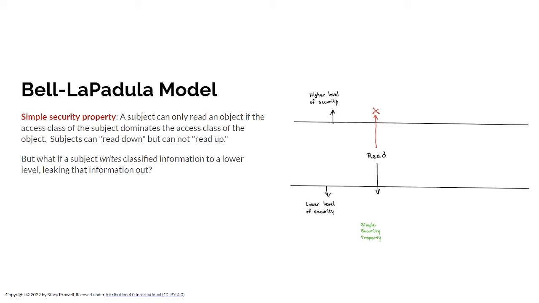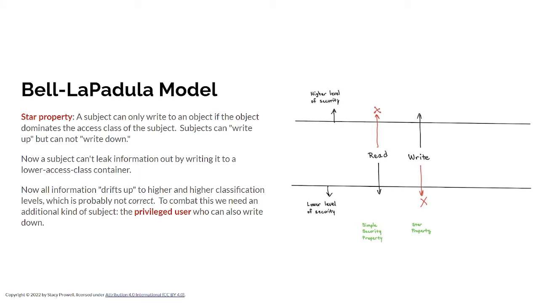So we introduce a second property, which we call the star property. A subject can only write to an object if the object dominates the access class of the subject. Another lattice thing. Basically, I can write my secret information to a secret file, or I can write my secret information to a top secret file, and that's it. I can't leak information down. So information can't leak down to me, and I can't leak information down to something else.